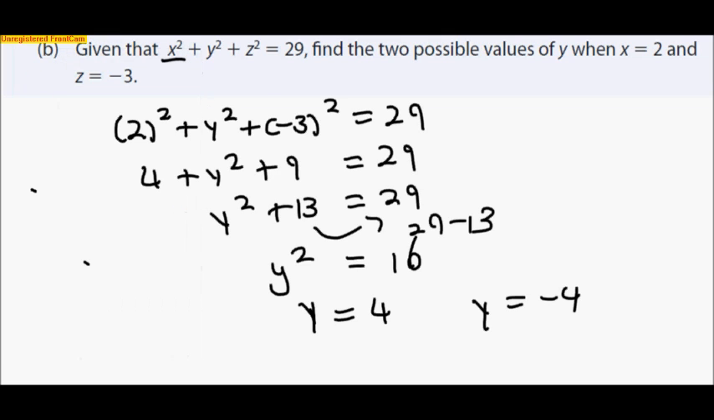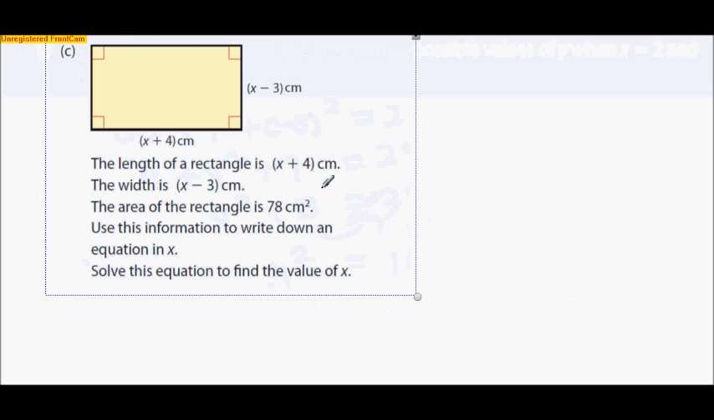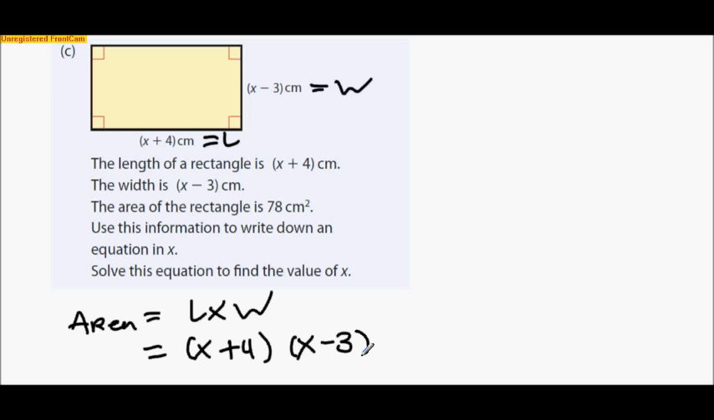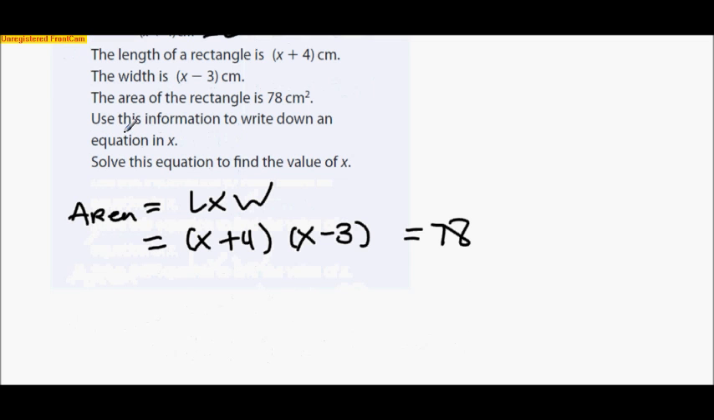Okay, next question. The length of a rectangle is x plus 4 centimeters. The width is x minus 3 centimeters. The area of the rectangle is 78 centimeters squared. Use this information to write an equation in x. Well, area equals length multiplied by width. So let x plus 4 be the length, x minus 3 be the width. So what we get is (x plus 4)(x minus 3), and that all equals 78. So we're going to use this information to write down an equation in x. That's it done there.